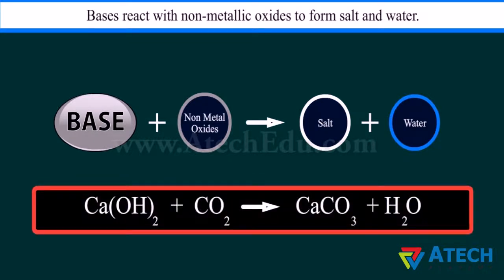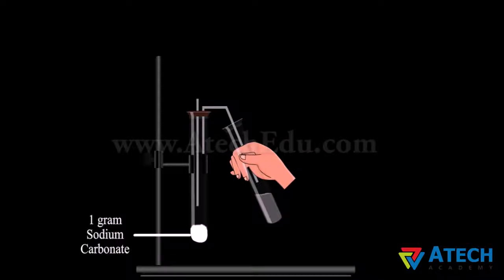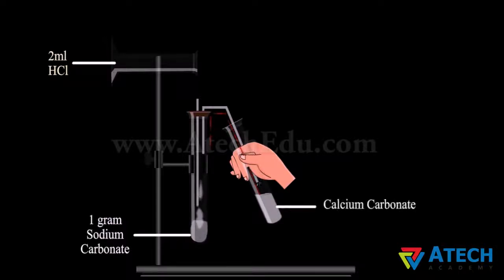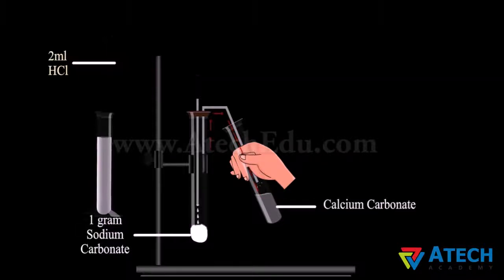Bases react with non-metallic oxides to form salt and water. When carbon dioxide, which is a non-metallic oxide, is passed into the base calcium hydroxide, it forms a precipitate called calcium carbonate, which is a salt. From this reaction, it can also be ascertained that non-metallic oxides are acidic in nature as they lead to the formation of salt upon combining with a base.